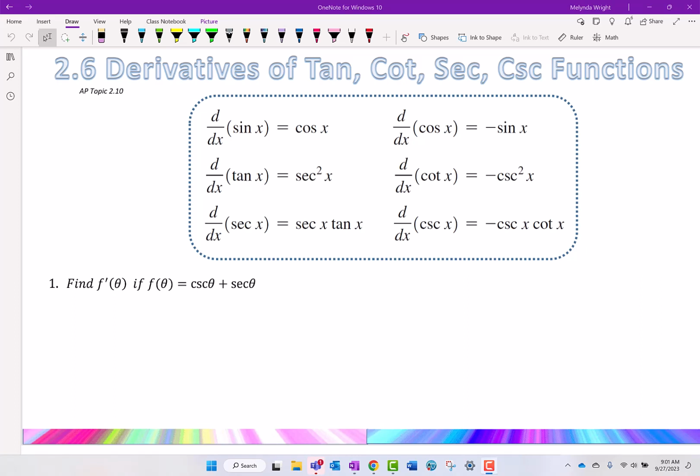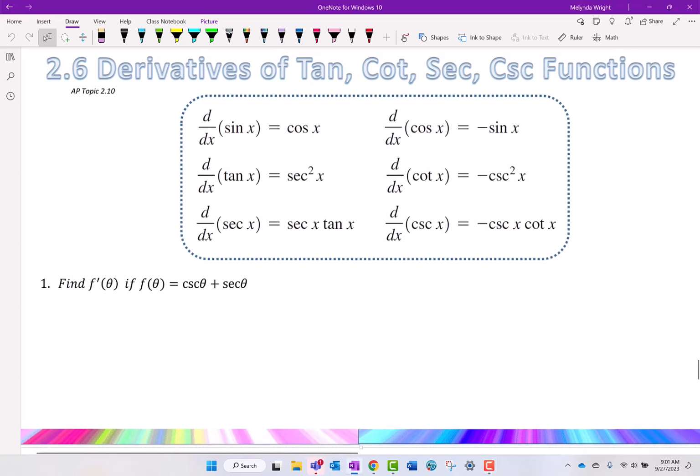All right, let's take a look at today's lesson. Today we're going to look at the other four trig derivatives. A couple of lessons ago, we looked at these first two. The derivative of sine is cosine, the derivative of cosine is negative sine.